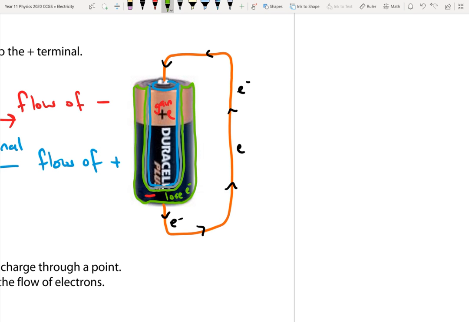We haven't looked at energy yet. Yes? So how do you charge rechargeable batteries then? I don't know. Ask the chemist, teacher. Okay.